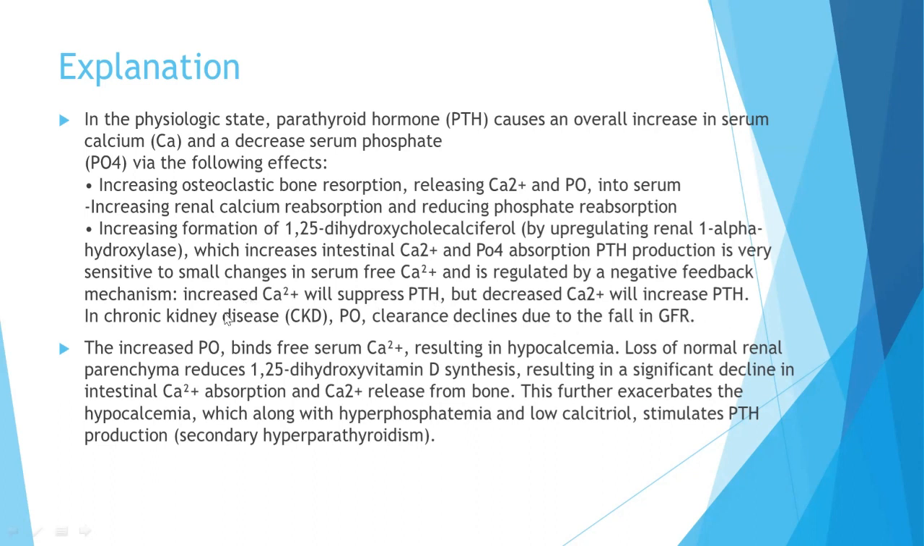In CKD, the phosphate clearance declines due to the fall in the GFR. The increased phosphate binds the free calcium, resulting in hypocalcemia, and there is loss of normal renal parenchyma, which decreases the vitamin D synthesis, resulting in a significant decline in the intestinal calcium absorption and calcium release from the bone. Now, this further exacerbates the hypocalcemia, which along with the hyperphosphatemia and low calcitriol stimulates the PTH production, and it is called secondary hyperparathyroidism.